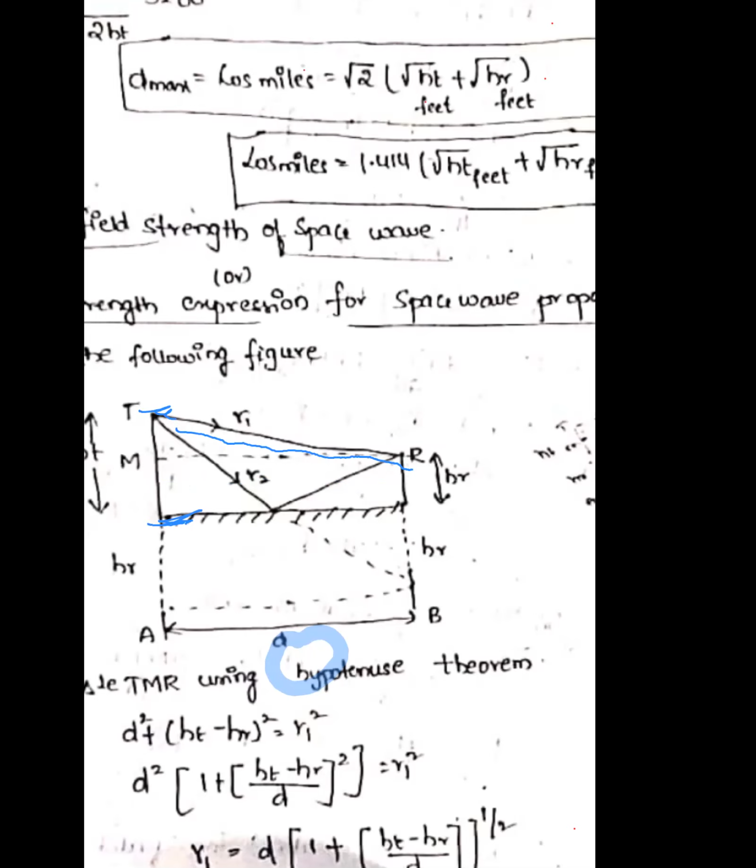Did you get this point? Did you understand this? Once again I repeat, from the triangle TMR, one side square is D square plus another side square is (HT minus HR) whole square, which is equal to hypotenuse square, that is R1 square.